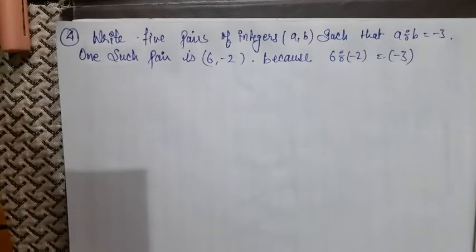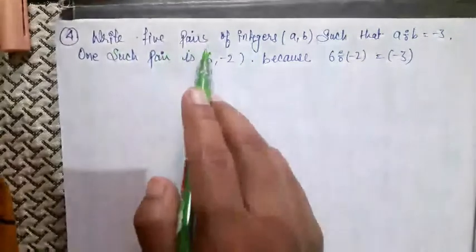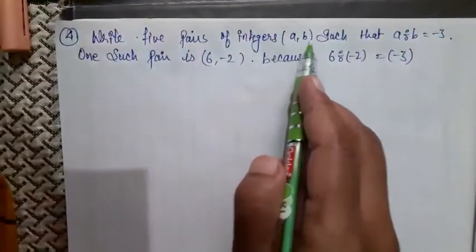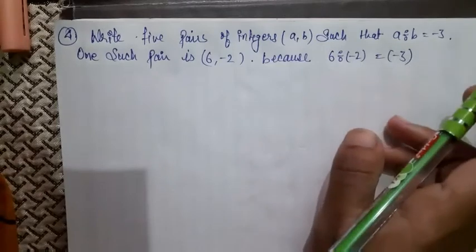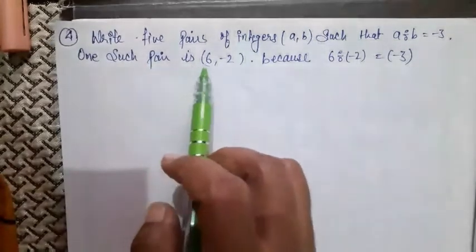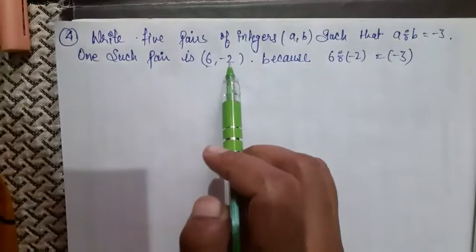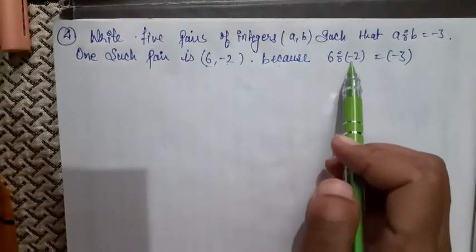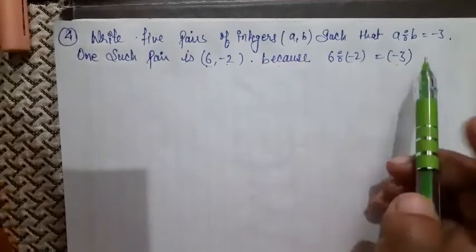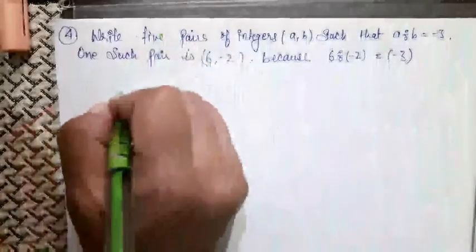Now today we start question number 4 of exercise 1.4. Your first question number 4 is: write 5 pairs of integers a and b such that a divided by b is equal to -3. One such pair is given here: 6 divided by -2, because when we divide 6 by -2, we get -3. Now here we take 5 pairs.